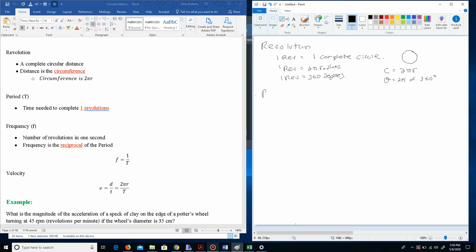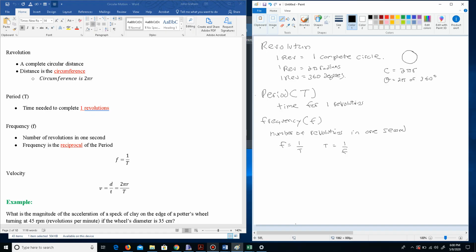Then we define some other things. The period, and we're going to label it with a T. This is the time needed to complete one revolution. Okay, so whatever the time it takes to get around the circle, that's your period. Frequency is kind of this idea in reverse. We label frequency with an F, and it's the number of revolutions in 1 second. And so frequency is the reciprocal of the period. So F equals 1 over T, or T equals 1 over F.